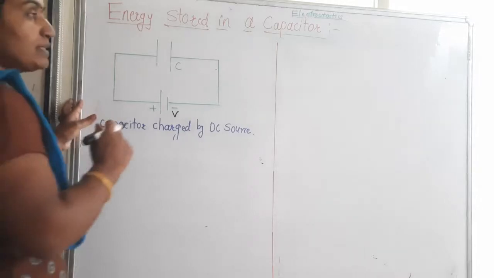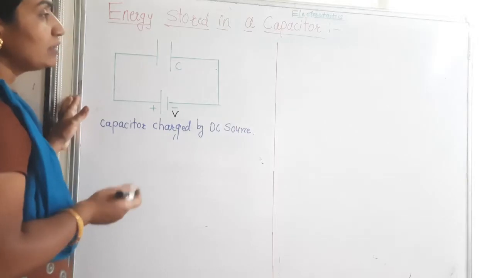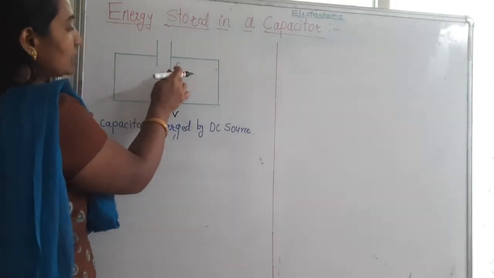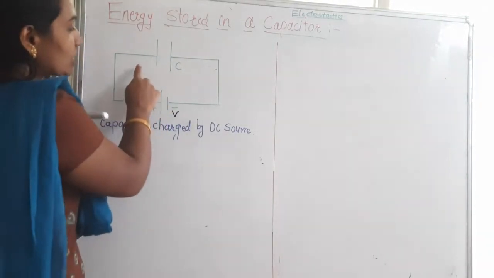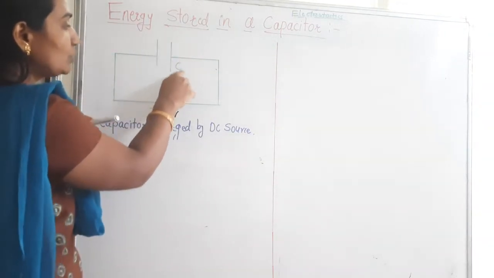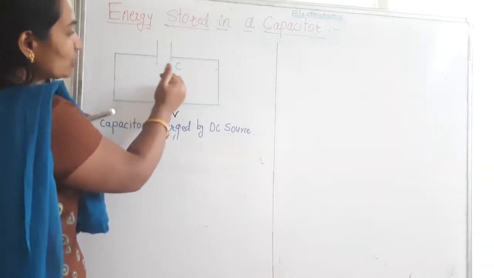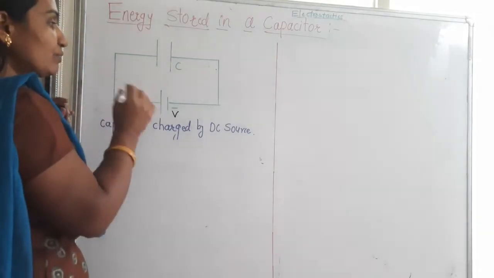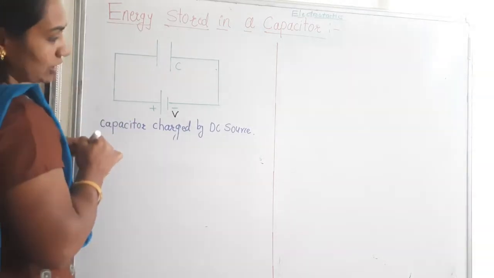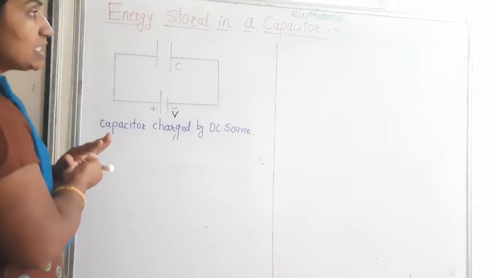We know the capacitor is used to store energy. Charging a capacitor means electrons flow from one plate of the capacitor to the other, and in this process work has to be done. This work is stored in the form of electrostatic energy, and the symbol for this electrostatic energy is U.